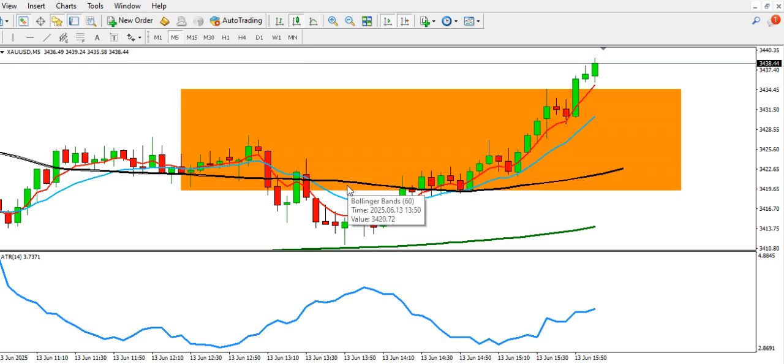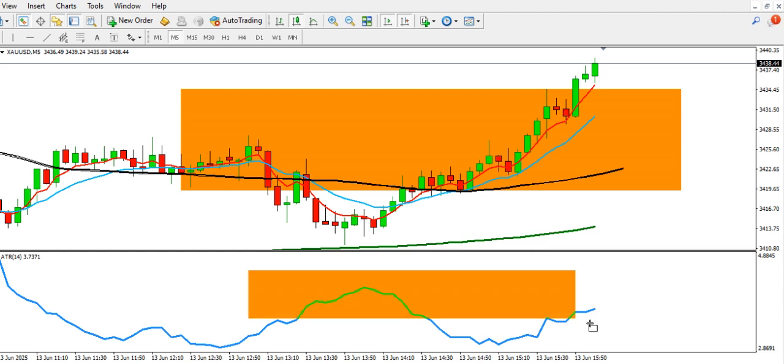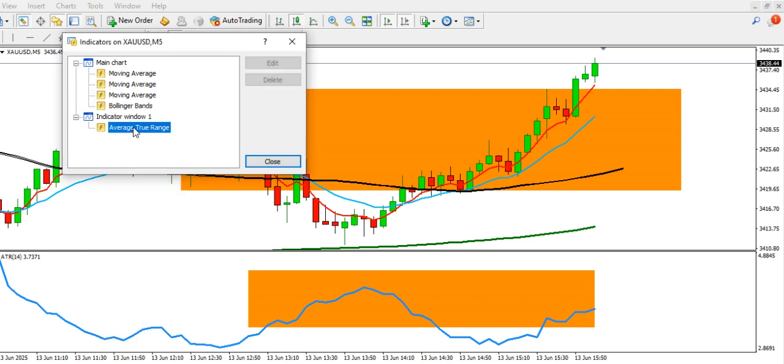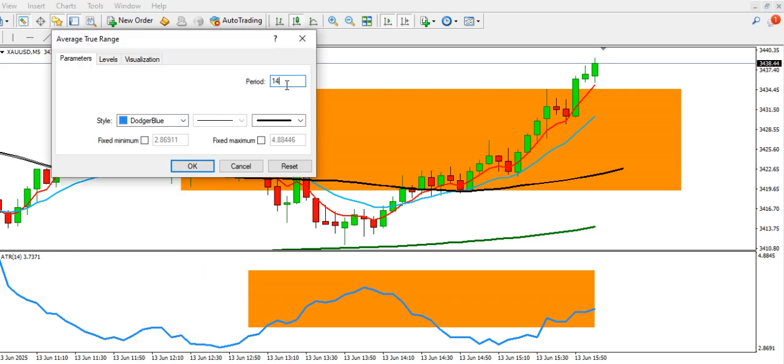Now indicator window 1. This is my indicator window 1, and it has just average true range 14 period, and that's all.